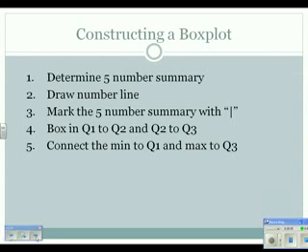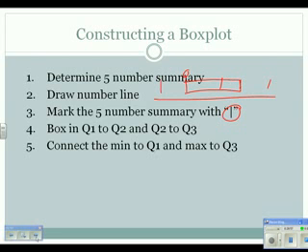To draw a box plot, and we'll do examples with outliers in just a second, we need the five-number summary, and then once we have the five-number summary, we just draw a line, and then everywhere we have one of the numbers from our five-number summary, we would mark with these little marks like this, and then we put a box around the ones that represent Q1, Q2, and Q3, and then we draw lines.